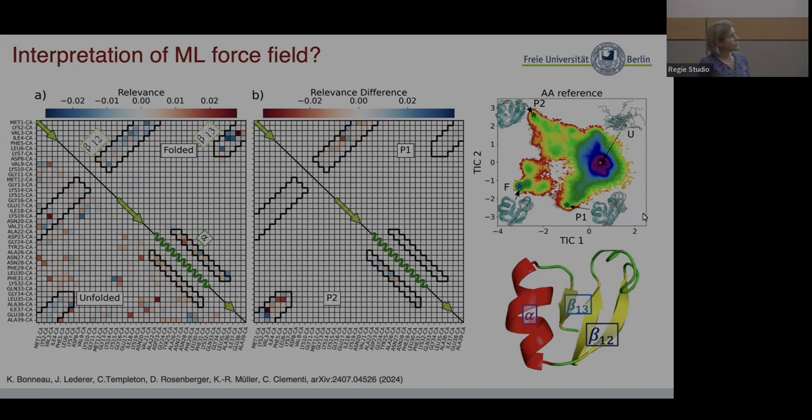This is for this protein here. This is the folding landscape with our model. And you see in the folded state, the two-body interactions that are relevant. Here, blue means attractive, red means repulsive. You find all the attractive interactions in the secondary structures.